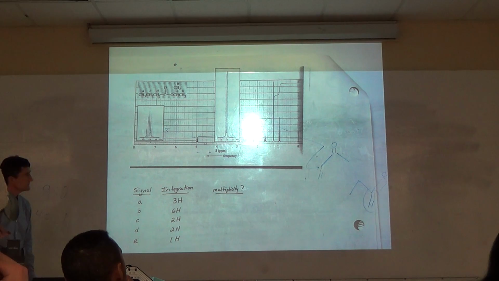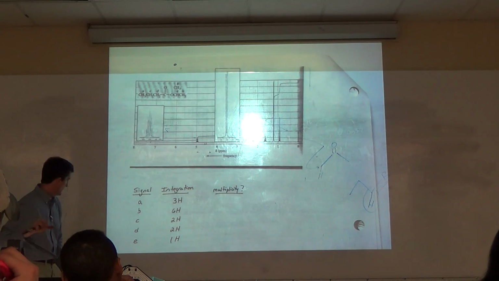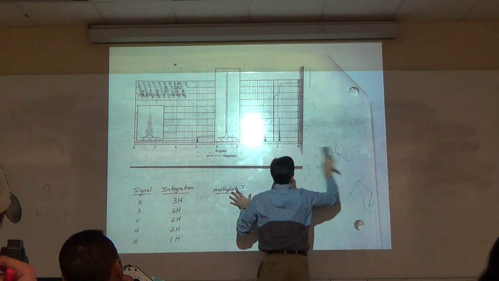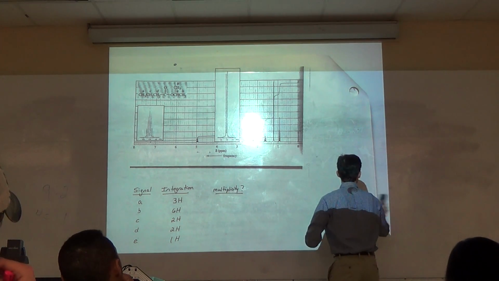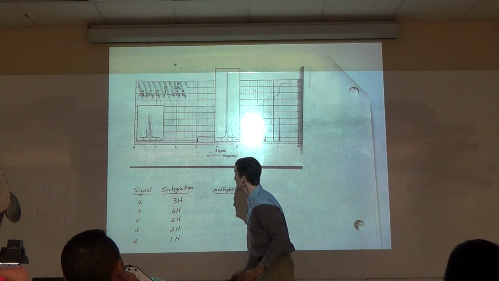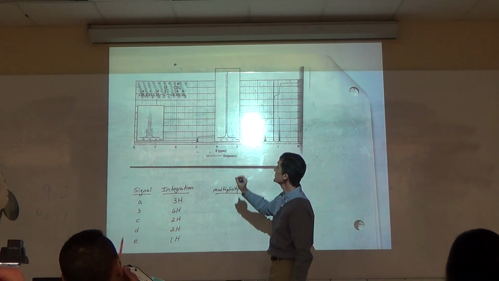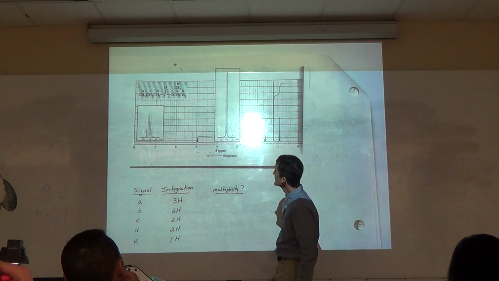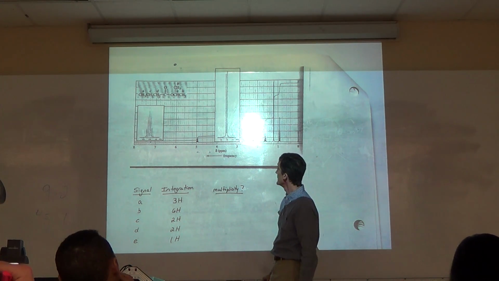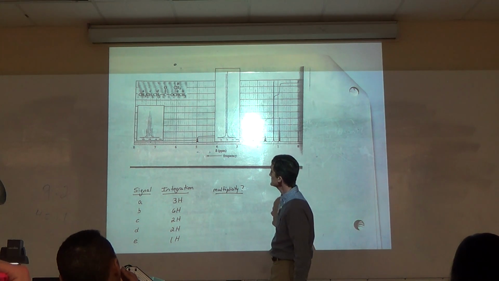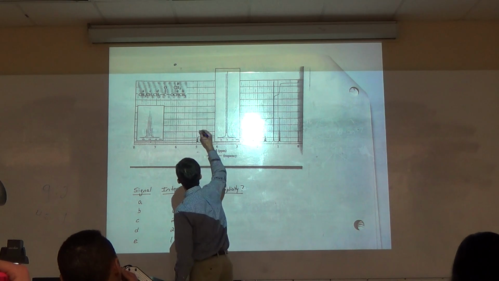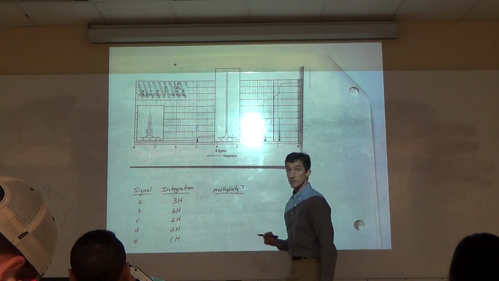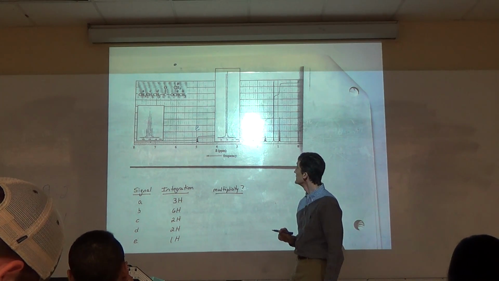Before we do multiplicity, let's see if we can assign some signals based on peak position. Which signal would you expect to be most downfield? Most de-shielded. Which one is that? Nearest the oxygen? Yes. Thinking this is E. Most downfield due to that oxygen.